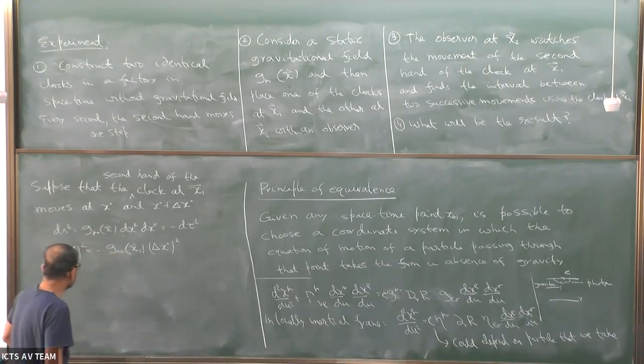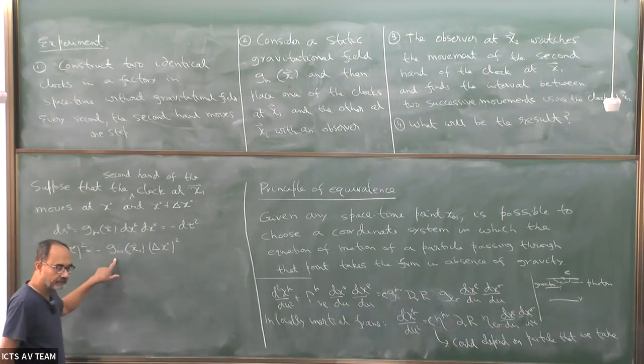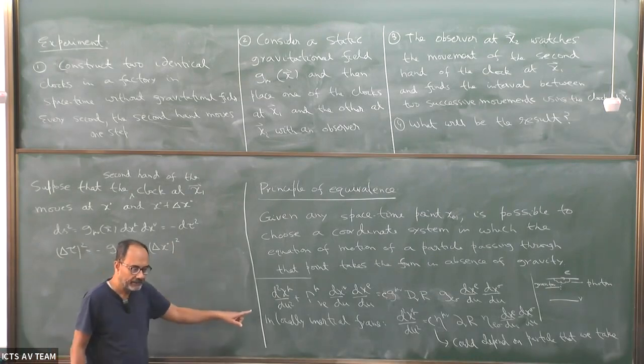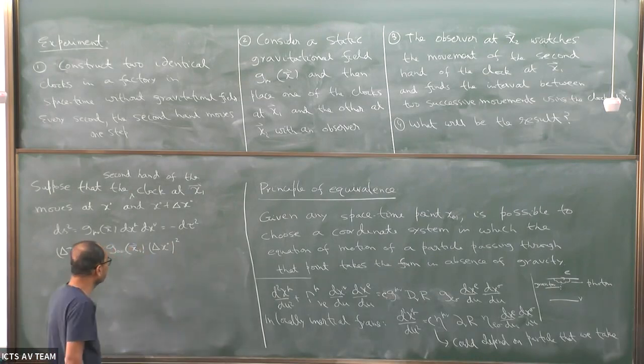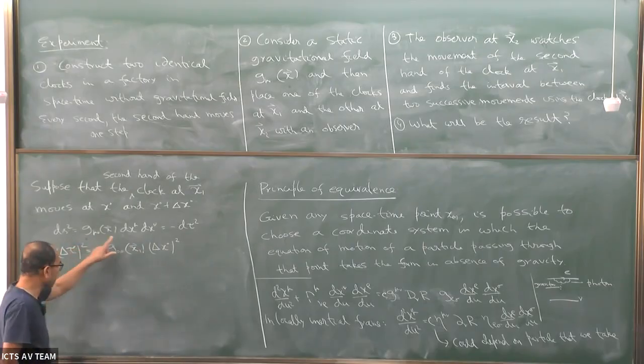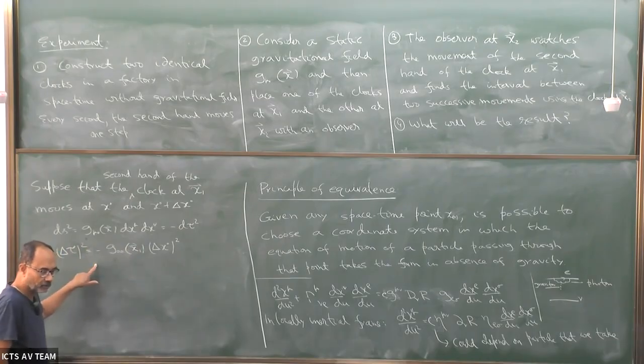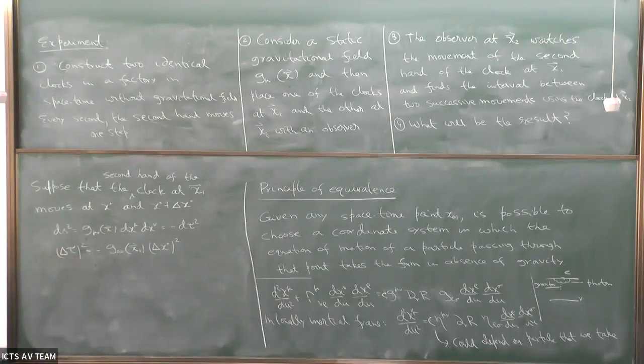Shouldn't that be plus? Because G00 is negative. You remember we had taken the signature to be minus 1, 1, 1, 1, right? Yes, so delta tau squared will be minus of this. So eventually it is plus. Yes, of course, because G00 is negative. Otherwise it doesn't make sense, right? Then delta tau better be real.